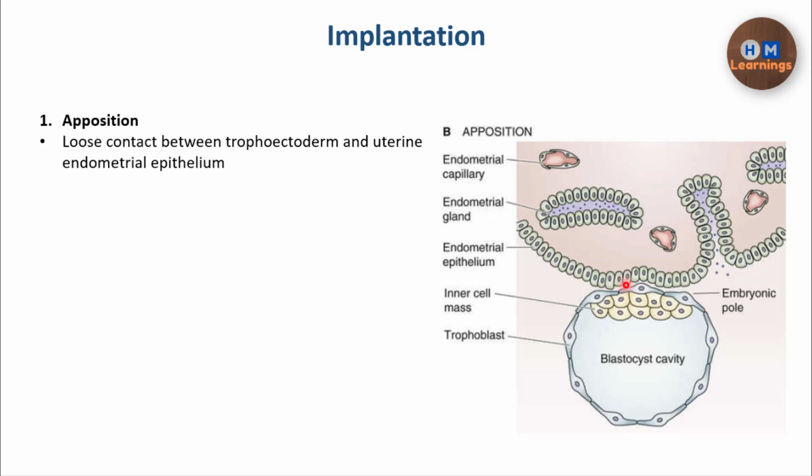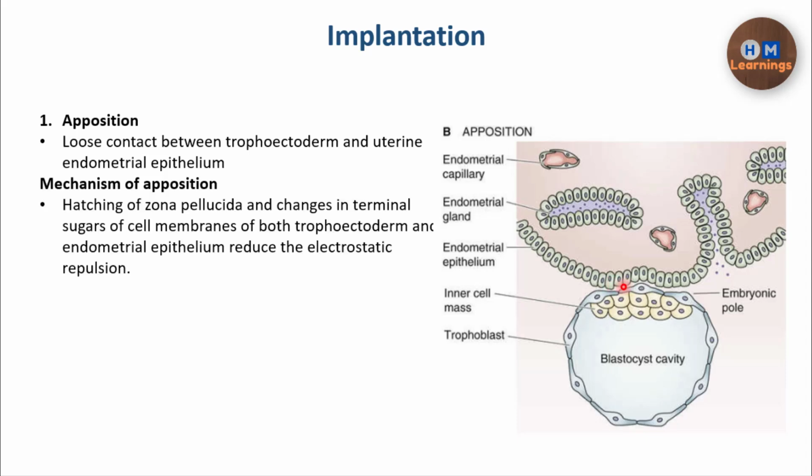So once they come in contact, what is the mechanism by which they come in contact with each other? There are mechanisms suggesting that changes are happening in the cell membrane of the endometrial epithelium, that the structure of the terminal sugars changes, as well as the zona pellucida has been hatched now. Because of this, there is a decrease in the electrostatic repulsion between the two structures, and they could come closer.